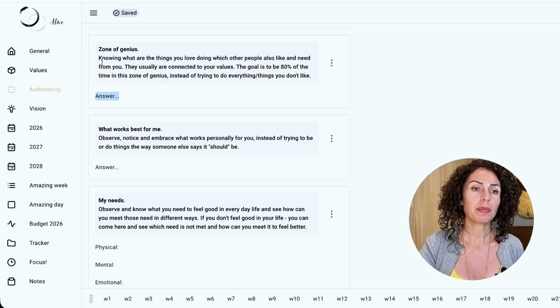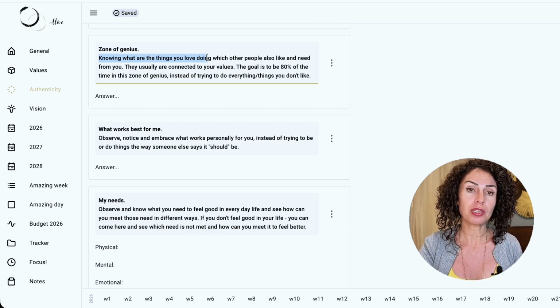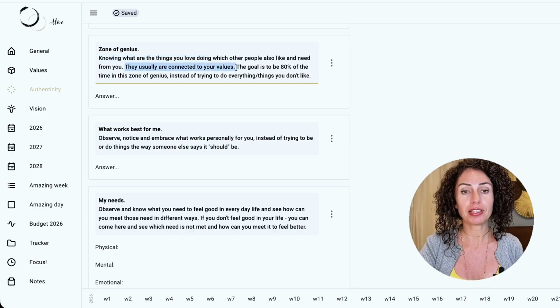The most important thing about our zone of genius is, again, to be aware of what are those things that we enjoy doing, that we feel are meaningful, and also that can be beneficial for other people. And as I said, they usually reflect our values.